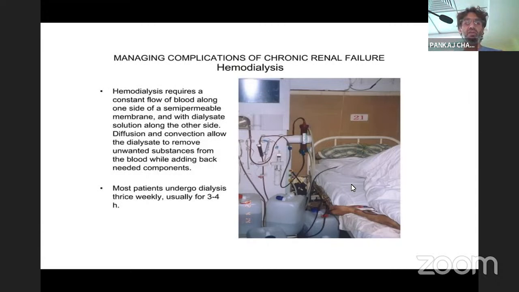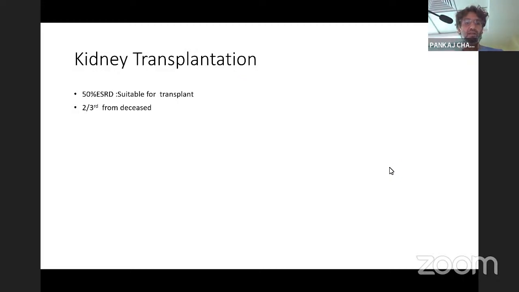Hemodialysis requires a constant flow of blood along one side of a semi-permeable membrane, with dialysis solution along the other side. Most patients undergo dialysis at least thrice weekly, usually for 3 to 4 hours. Kidney transplantation: 50% of renal patients are suitable for transplant, with 2/3 from living donors.